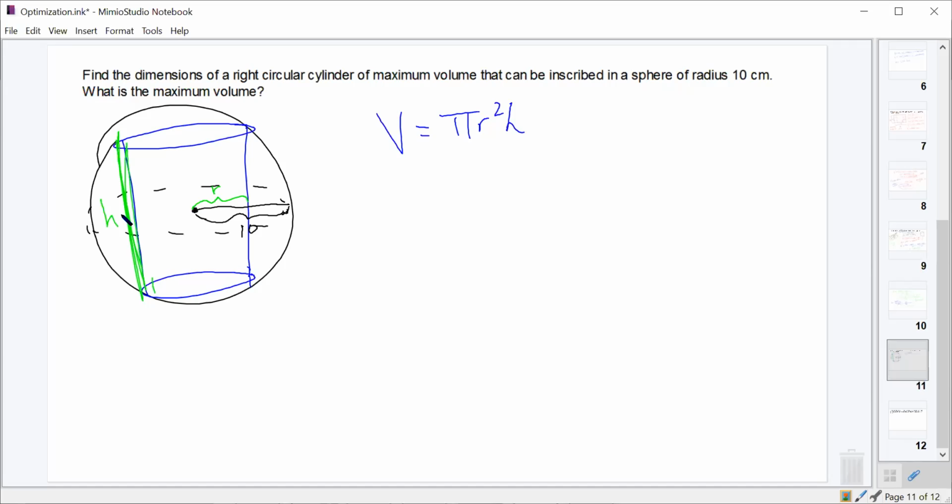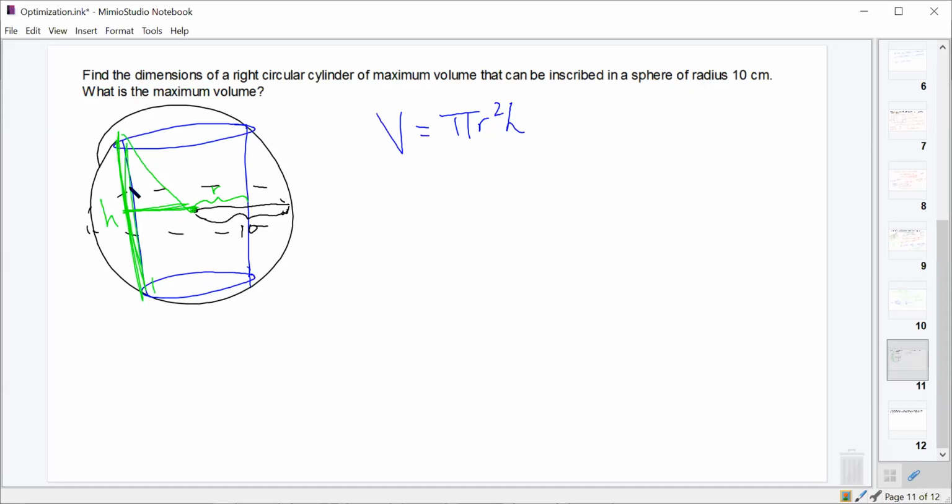Any ideas? Pythagorean theorem? How? Well, it says it's a right circular cylinder, so the radius, if you drew it from the dot to the corner of the cylinder, the hypotenuse is 10, and then you'd know that the leg, which is the radius of the cylinder, would be the shorter leg, and then you can have the height and just double what you get, and that'd be the total height of the cylinder.